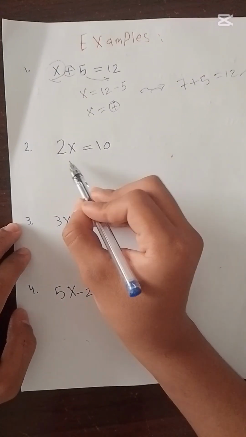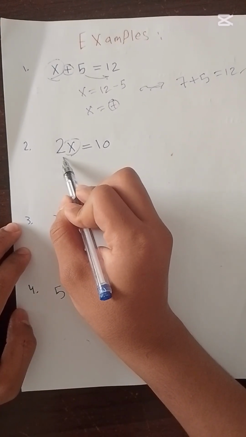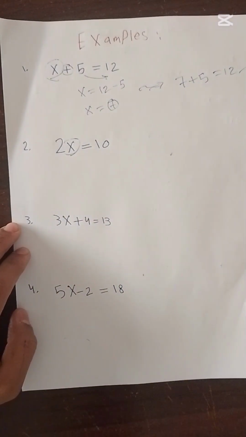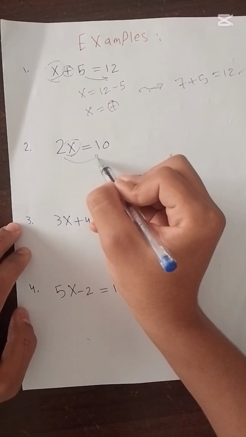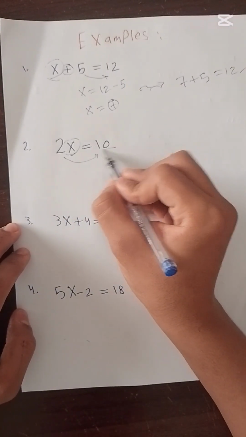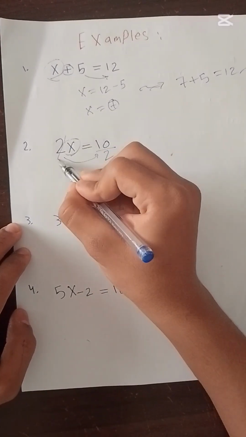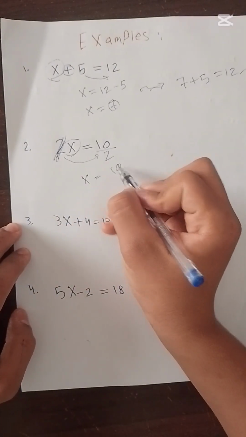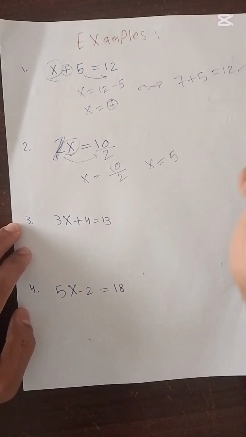Next, 2x equals 10. We want to isolate x. The 2 is multiplied by x, so the opposite operation of multiplication is division. So divide both sides by 2, and we can cancel out the 2 here. So x equals 10 over 2, so x equals 5.